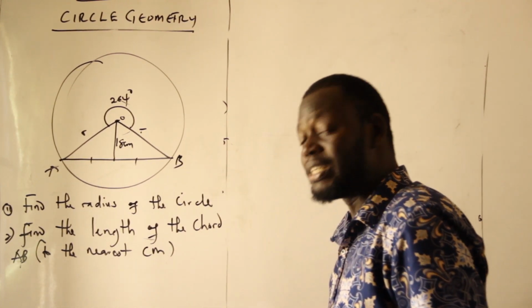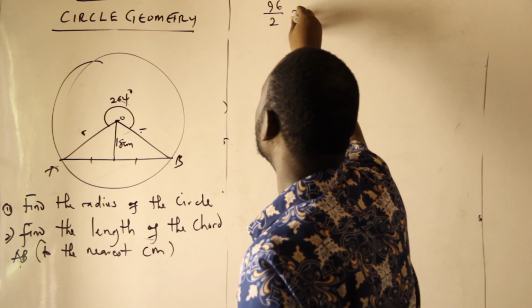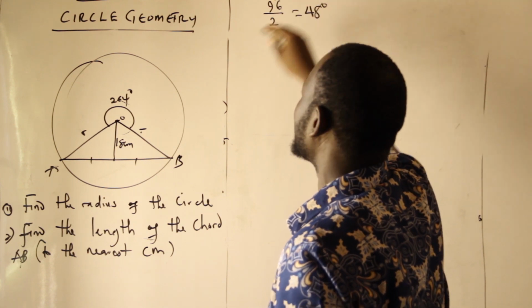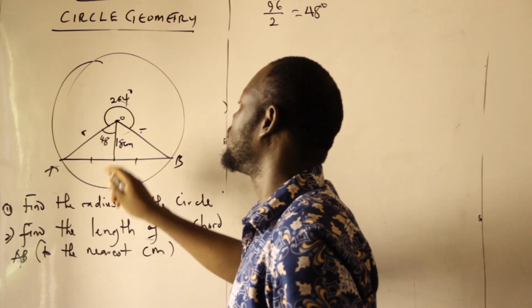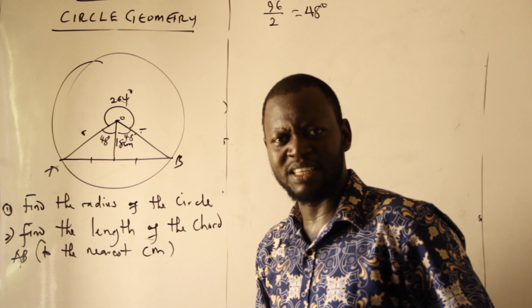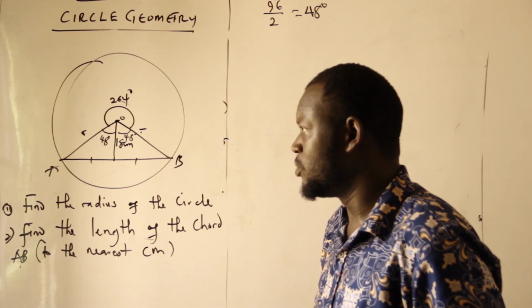So once this is 96 degrees, we can divide it by 2, like I said. So 2 in 9, we have 4, remainder 1. In 16, we have 8. So this angle will be 48 degrees. Likewise, this will also be 48 degrees. Are you paying attention? All right, let us continue.